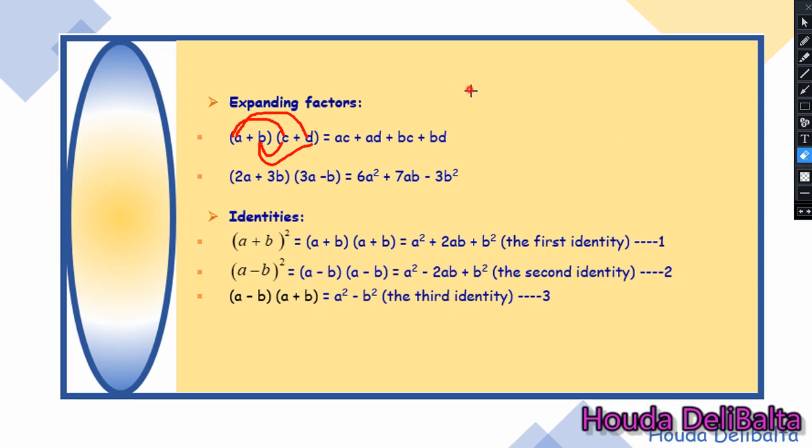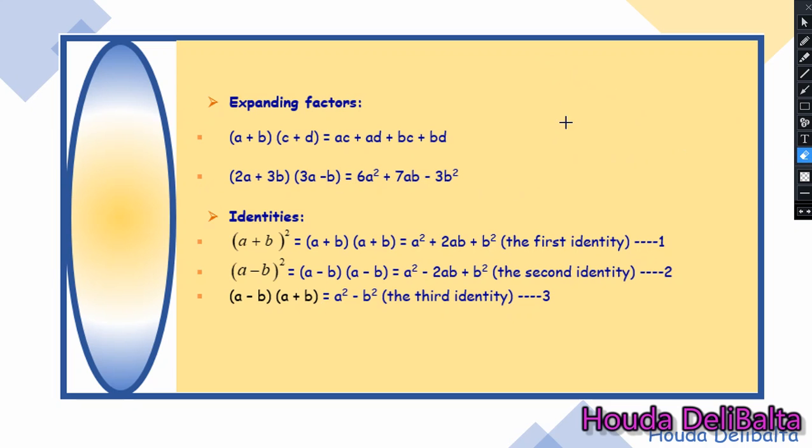There is another way called the smiling face way. It's like this: we take a with c, b with d, then we take b with c and a with d, and here is the smiling face as you see. So you can use any one of these two methods to expand factors.